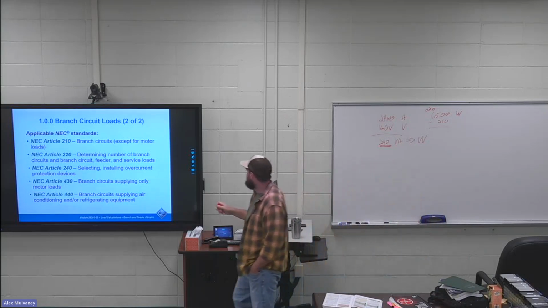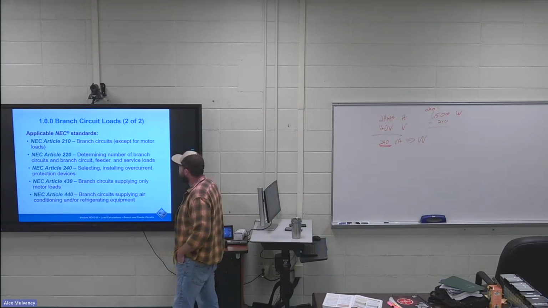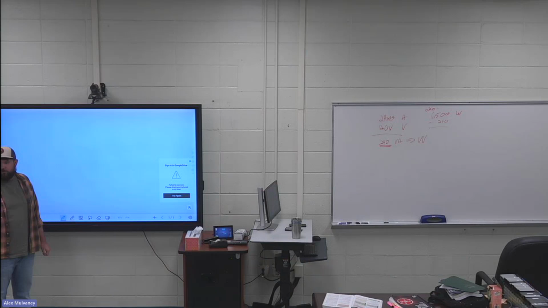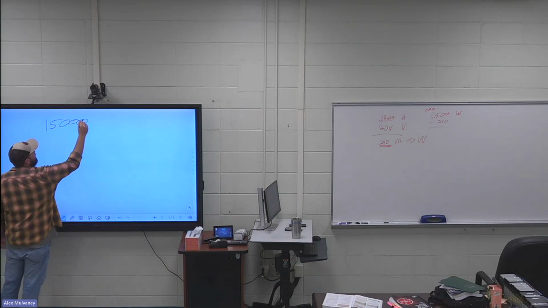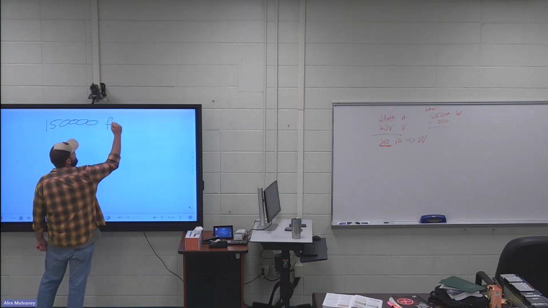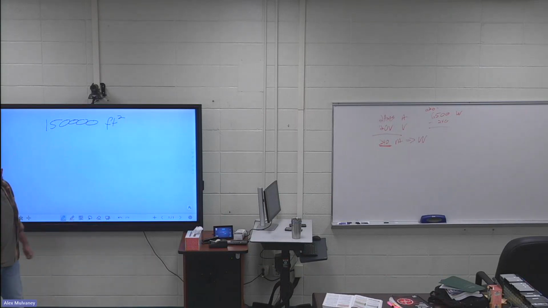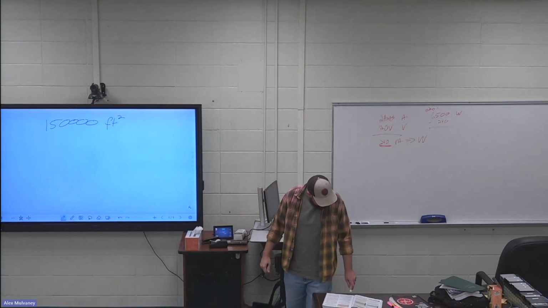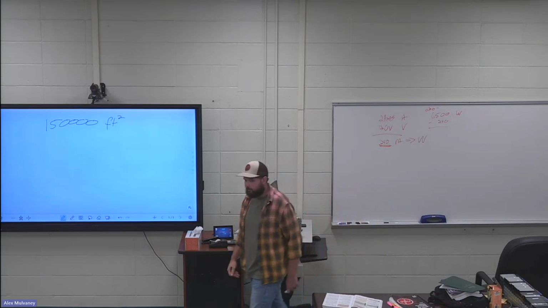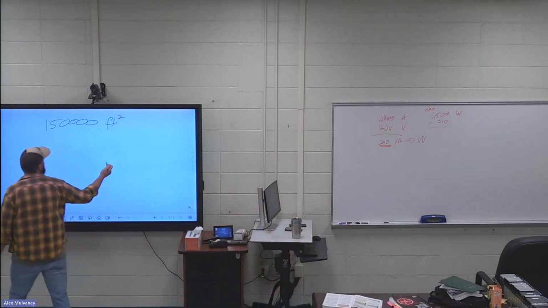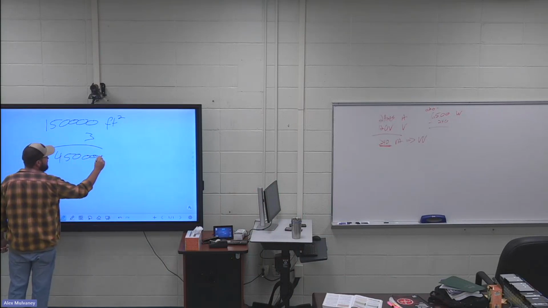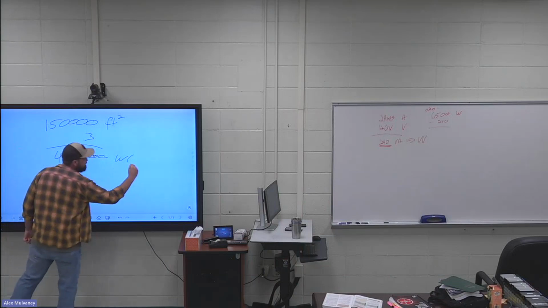What that means is if I had a school building, like this building that we're in right now, which is probably around 150,000 square feet. So if I had 150,000 feet squared, what's my number for school buildings? Three volt amps per square foot. So I would multiply this by 3 and get 450,000 watts or volt amps.